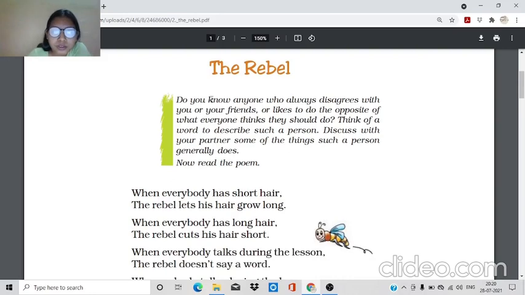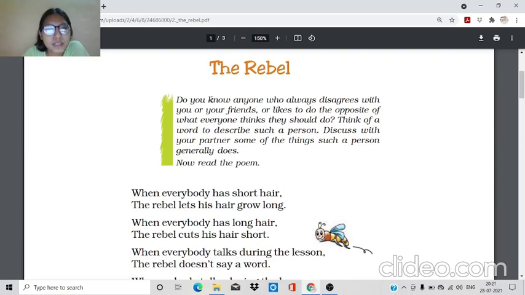So at the starting point, the poem says, "Do you know anyone who always disagrees with you, or your friends, or likes to do the opposite of what everyone thinks they should do?" You will definitely find a person like this. Think of the word that describes such a person. So what is the word that can describe such a person? I think it is the rebel. So discuss with your partner some of the things such a person generally does.